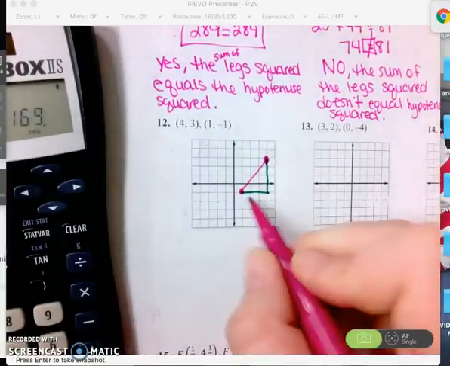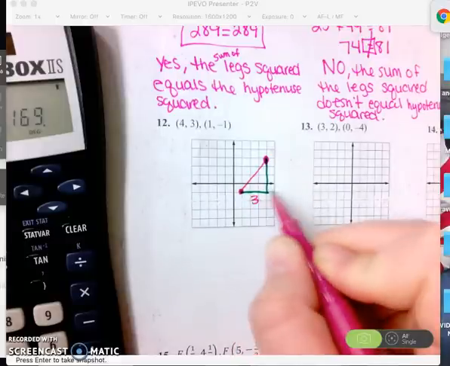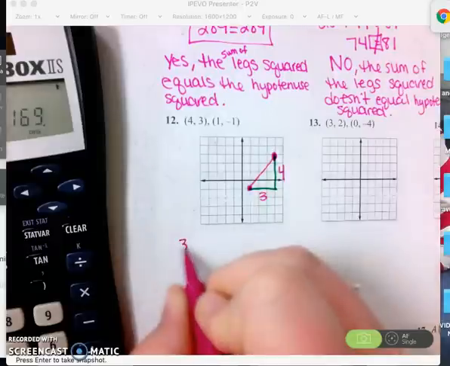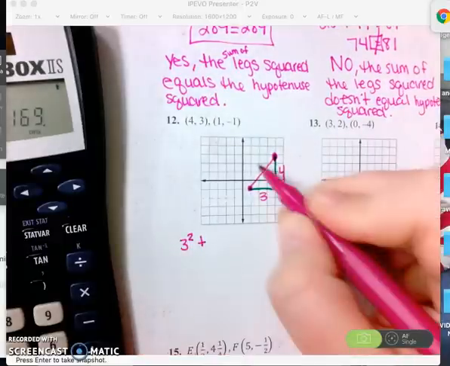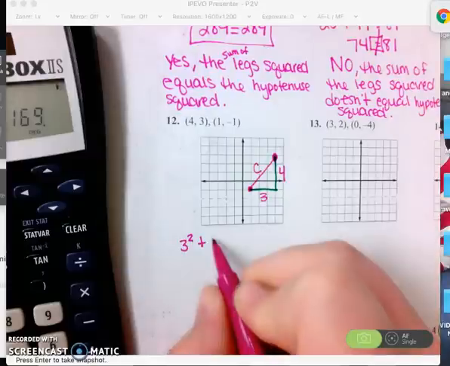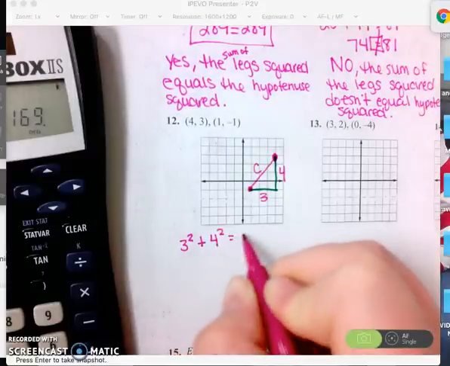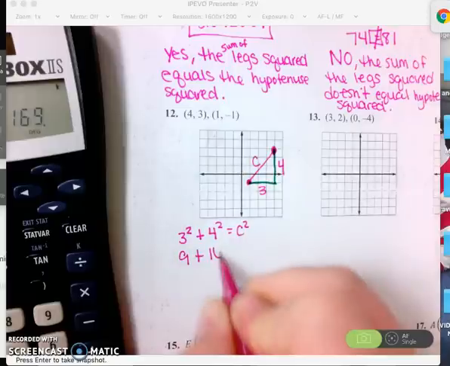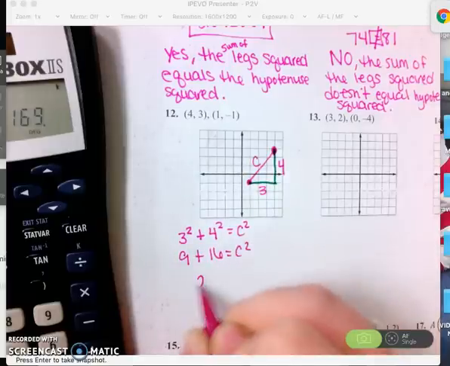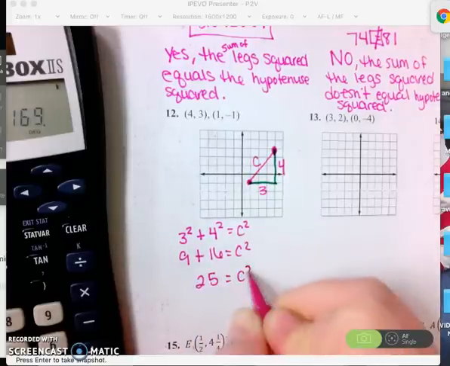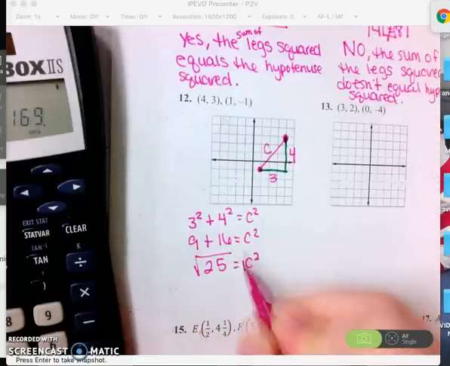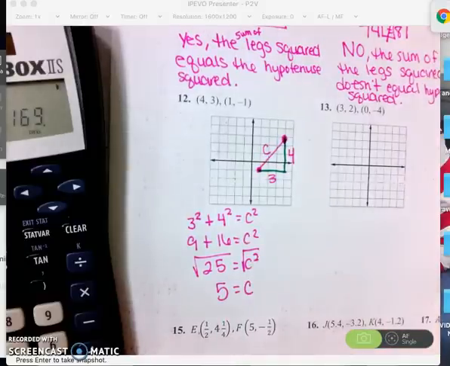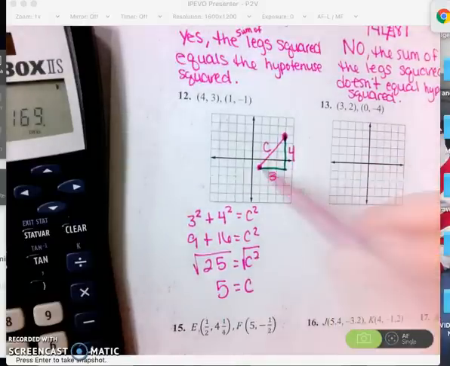So this side is 1, 2, 3. This one is 1, 2, 3, 4. And then I'm going to do 3 squared plus 4 squared equals c squared, because c is my unknown, my hypotenuse. So 9 plus 16. Square root. So 5 is equal to c.